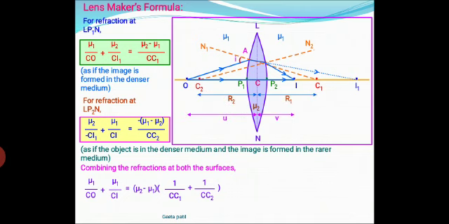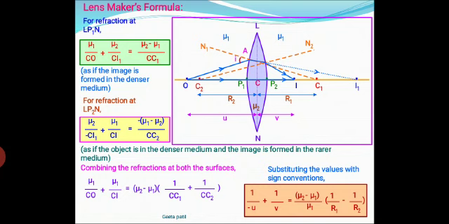Let R1 and R2 be the radii of curvature for the surfaces LP1N and LP2N respectively. Let u be the object distance and v be the image distance. By substituting these values with sign convention, putting CO equal to minus u, CI equal to v, CC1 equal to R1, CC2 equal to R2, we get the equation 1 by minus u plus 1 by v is equal to mu2 minus mu1 by mu1 into 1 by R1 minus 1 by R2.